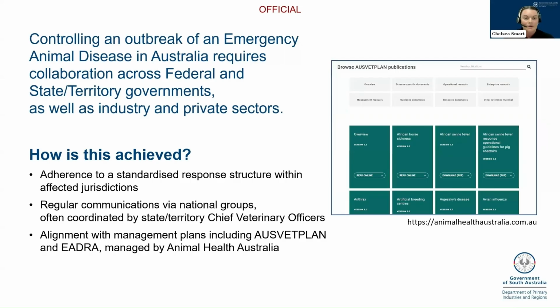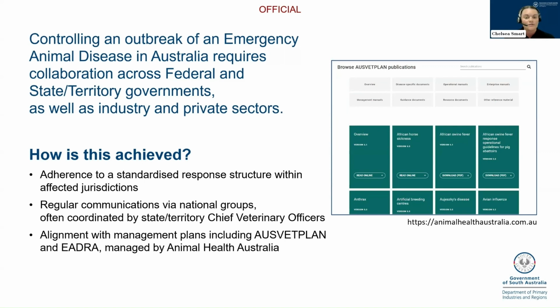So controlling an outbreak of an EAD requires collaboration across federal and state and territory governments, as well as industry and private sectors. This is achieved by adhering to a standard response structure, and this consists of functions and roles that are set out. During the outbreak, there's regular communications between national groups, and these are often coordinated by the chief veterinary officers. This ensures that all jurisdictions are aware of and can hopefully be supporting of the management plans of the outbreak in the infected areas. And it just gives a chance for lots of information sharing about the outbreak as it is occurring as well.